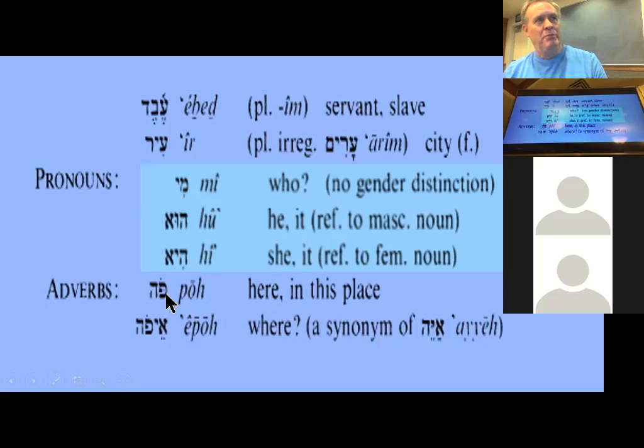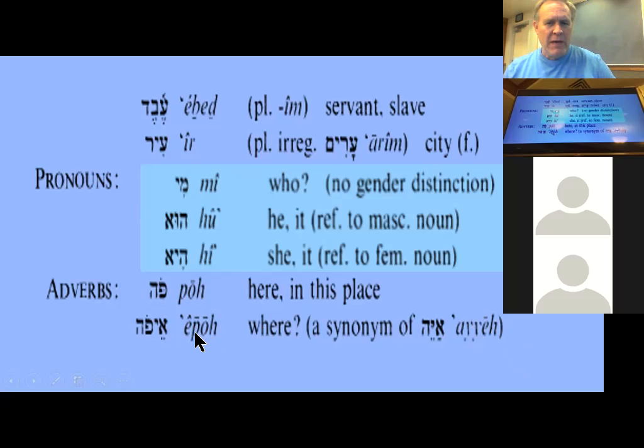All right, adverbs. The word po is here or in this place. And apho is the word where. So P with a line over is an F. The P without a line over is like a P. So the P with a dot is a pay, and the P without the dot is a fay. That's just the fa sound. So apho is a synonym of ayeh. Ayeh also means where, but this is more specific, and apho is more generic, more around about an area.